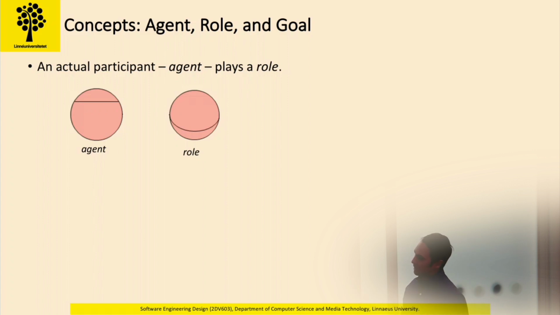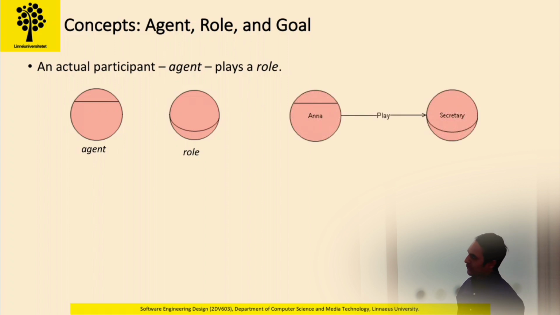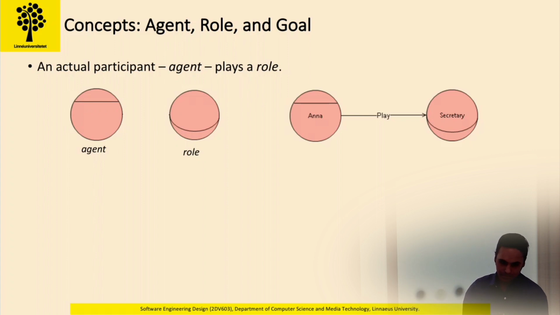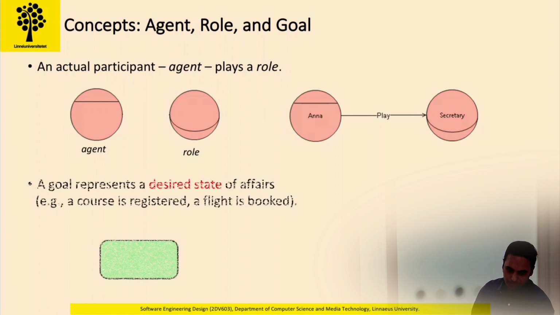But the agent can be any person. It can be a human, or any third party, such as a travel agency or a bank, for example. So usually an agent or person always plays the role of a position, the secretary, for example. Anna is playing the role of secretary here. This is how we express the relationship between agent and role.